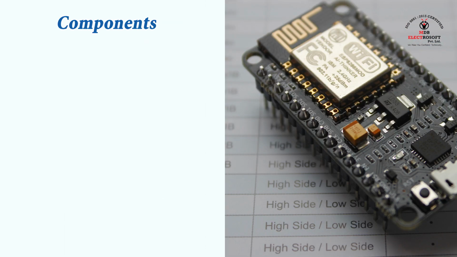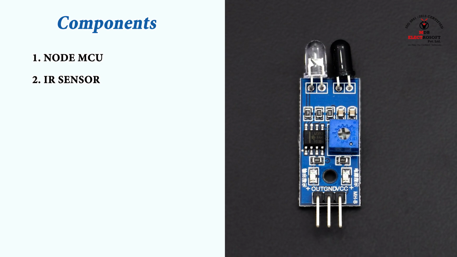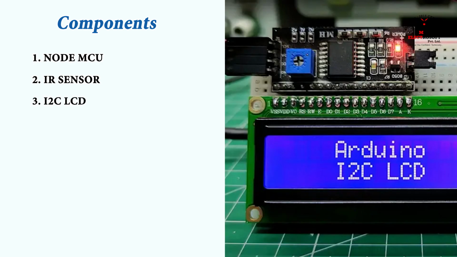Let's move on towards the components. Here we will be using NodeMCU because we are using IoT. Then as sensors we are going to use infrared sensor to detect vacant and booked seat status of the seats. Then we are using a I2C LCD.